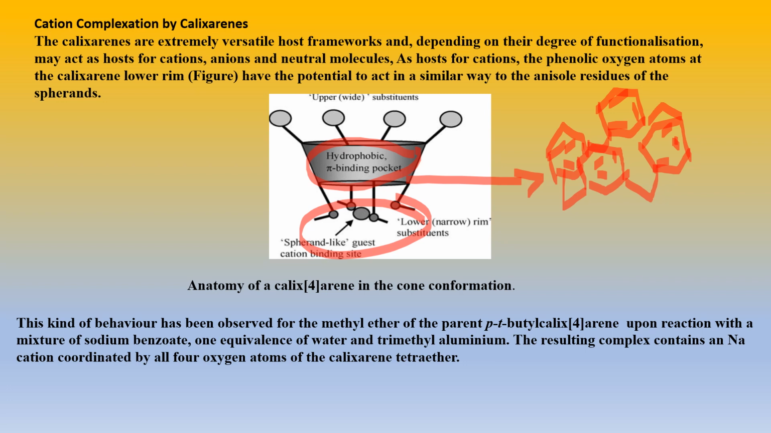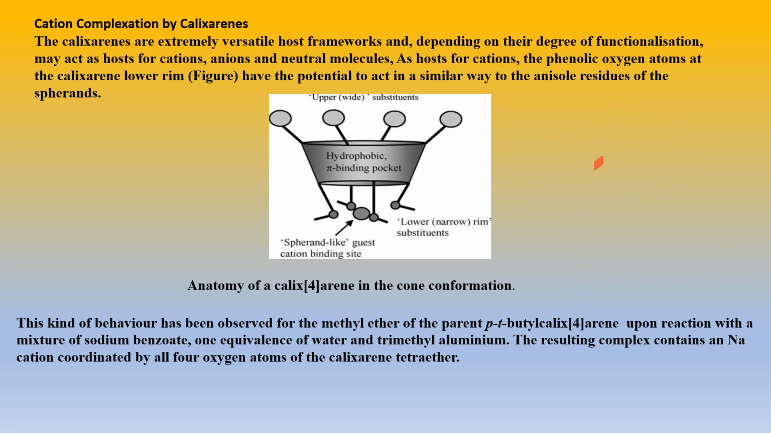it will act as a spheron like guest binding site. So it will be more or less like a spheron like guest binding site, and it is known as the lower rim. This position is known as the lower rim, and the wide end can be called the upper rim or upper substituents. For most of the Calixarenes, the phenolic groups or the alkoxy groups will be present in the lower end.